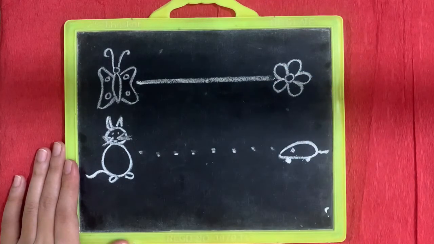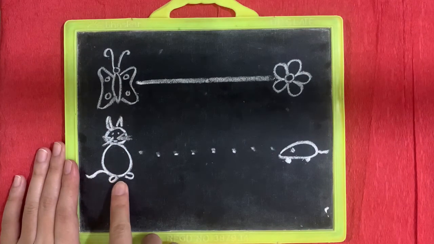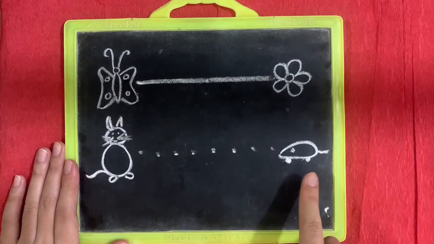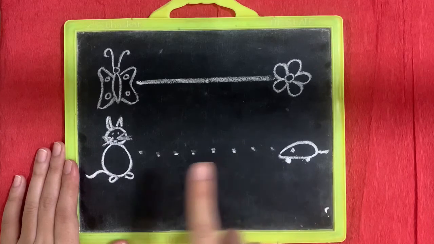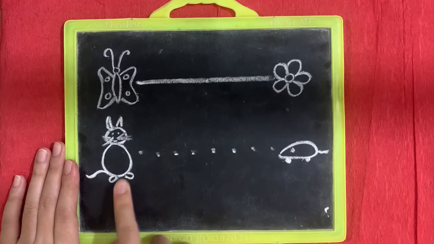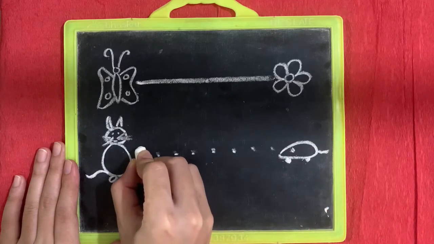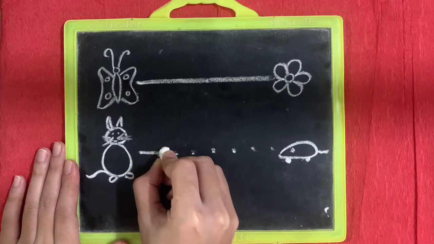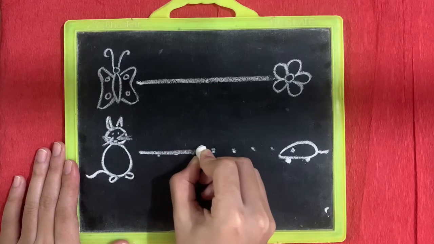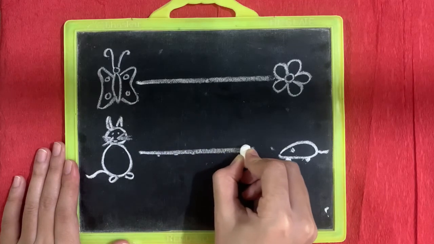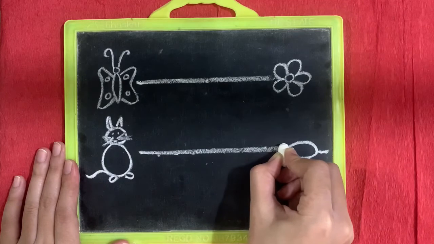Now, in the next picture, there is a cat and a mouse. So let us join the cat to the mouse with the sleeping line. Start from the left side and go towards the right side.